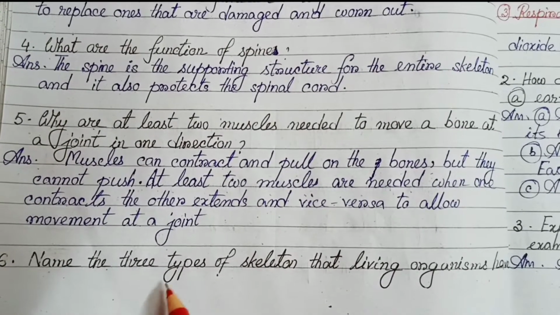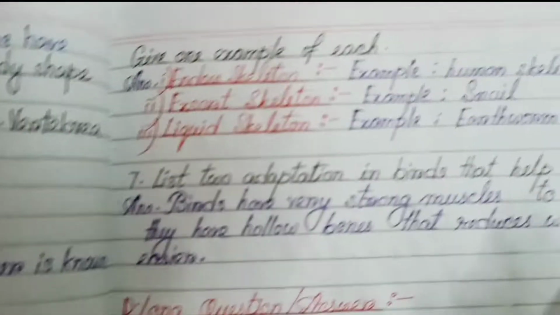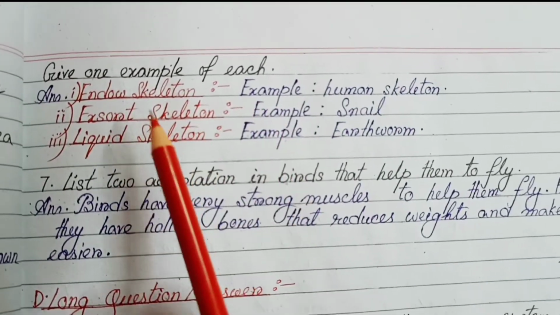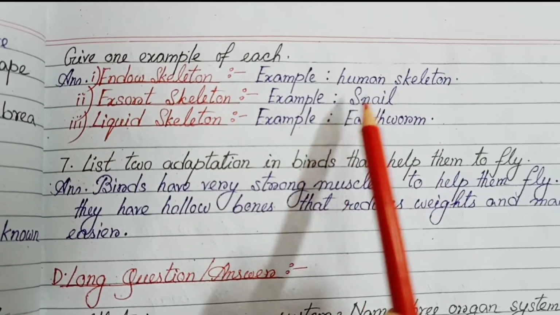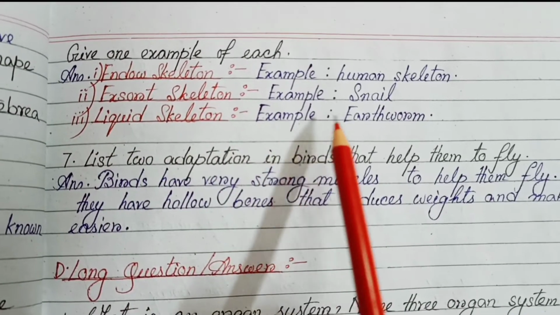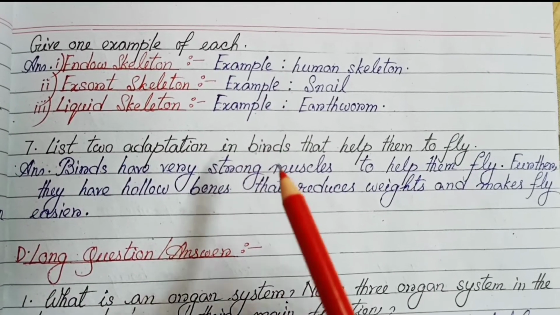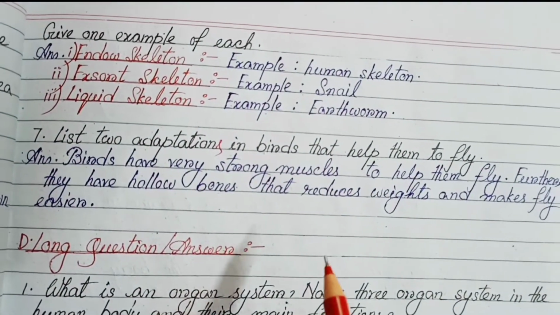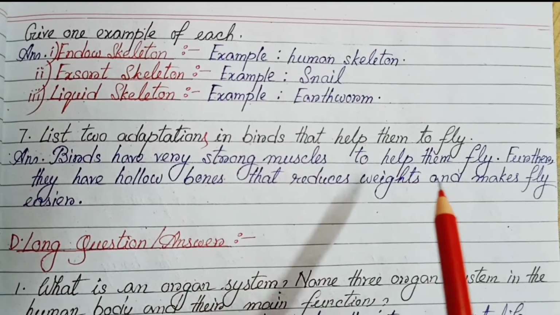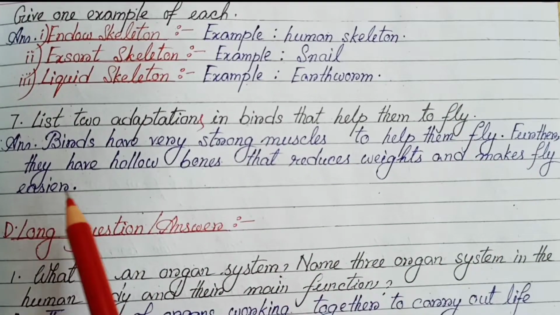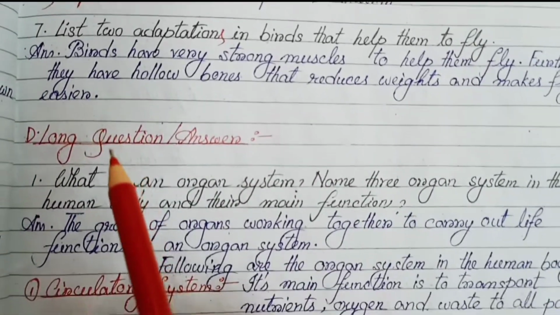Number 6, name the three types of skeleton that living organisms have. Give one example of each. Endoskeleton, example human skeleton. Exoskeleton, example snail. Liquid skeleton, example earthworm. Number 7, list two adaptations in birds that help them fly. Birds have very strong muscles to help them fly. Further, they have hollow bones that reduce weight and make flying easier.